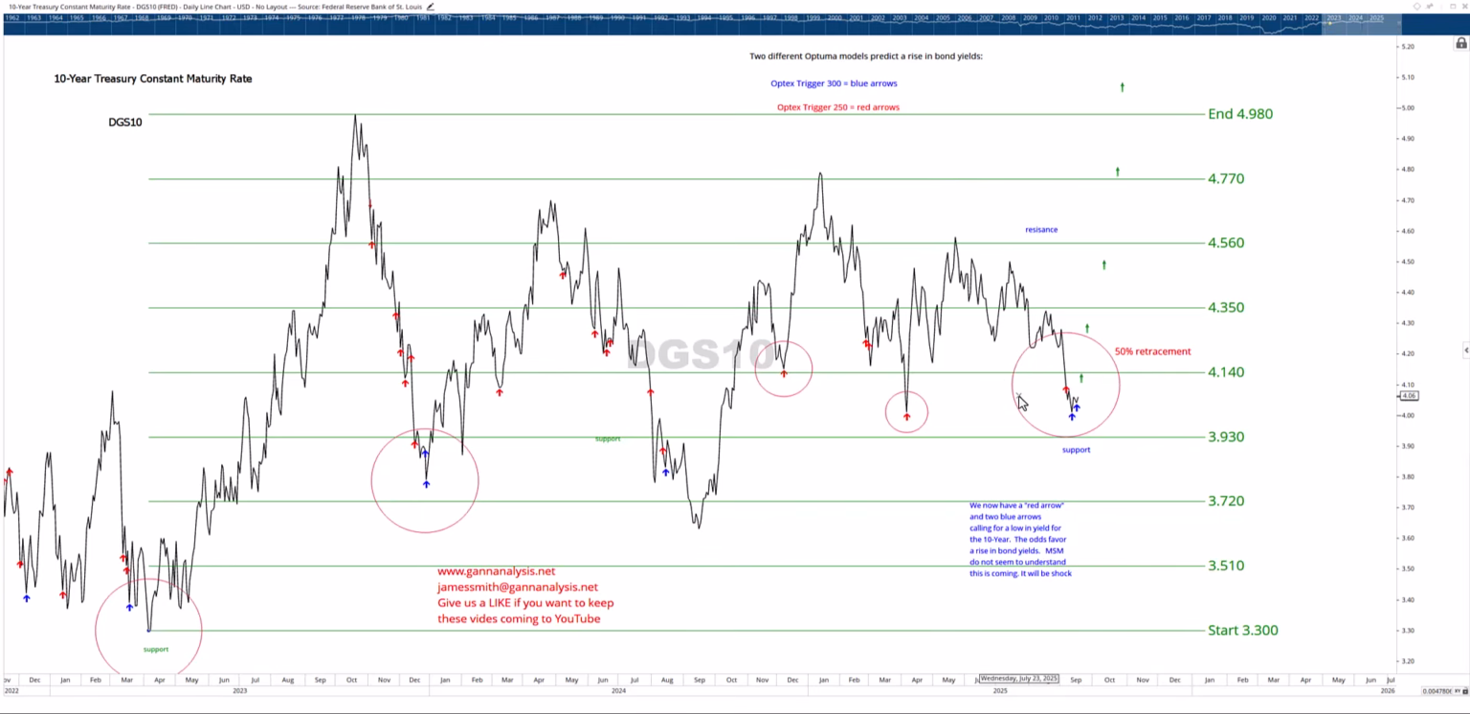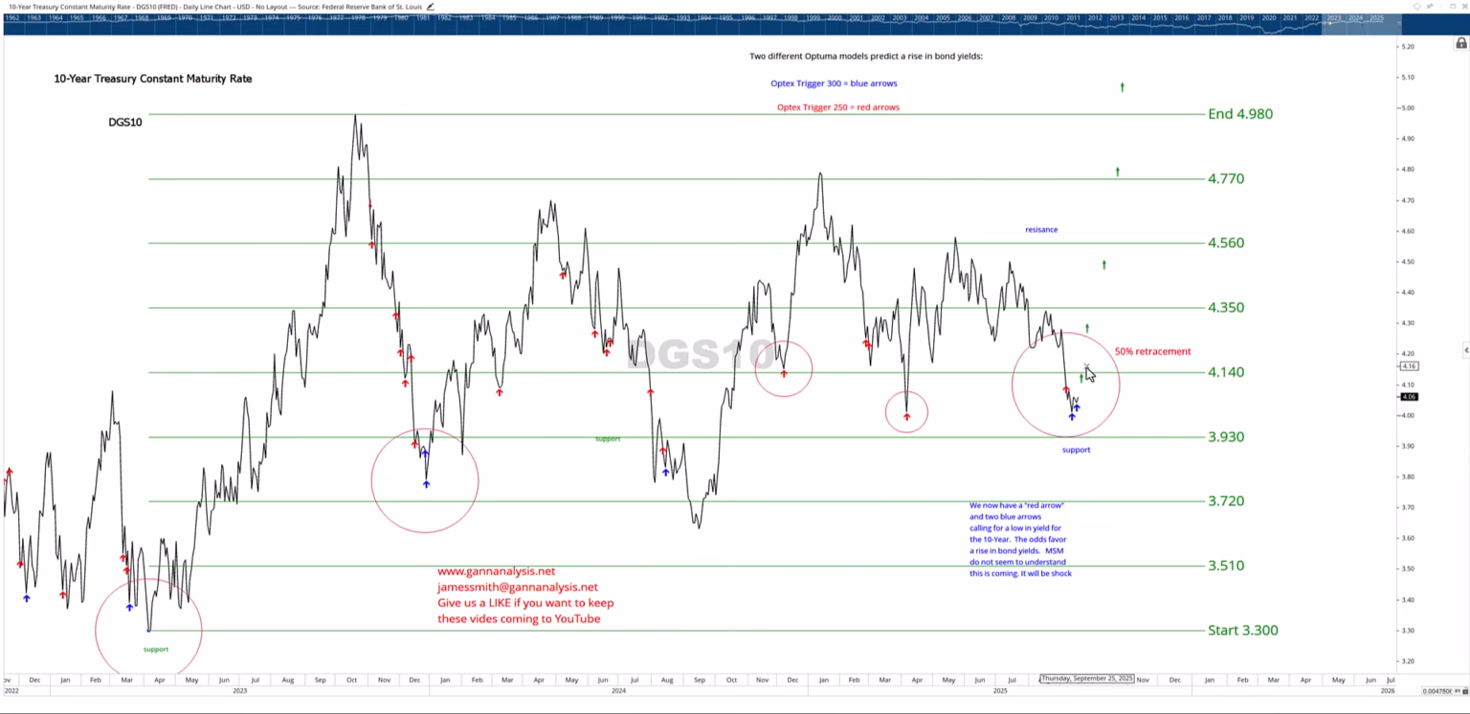So from a GAN perspective, that is sort of the most important level that you can watch, because if you get above it, the risk is that you'll continue. If you get here and then you reject that level, maybe the bond rally continues with yields dropping. But if you close above 4.14%, you could have a bond market correction in the works.